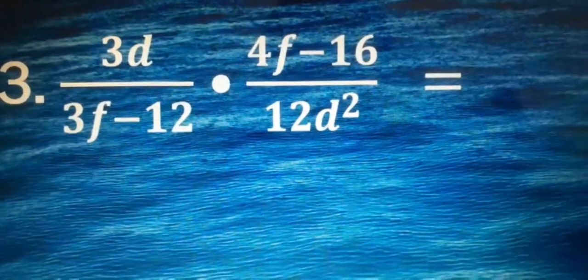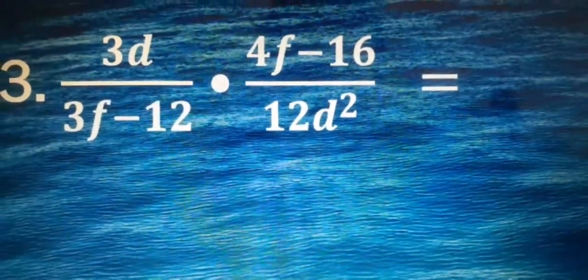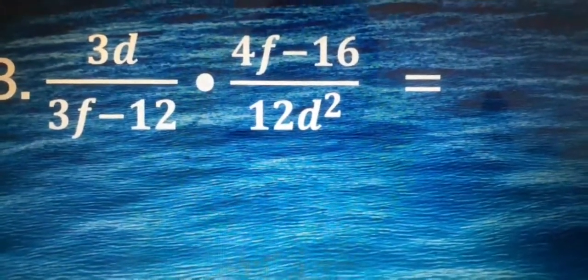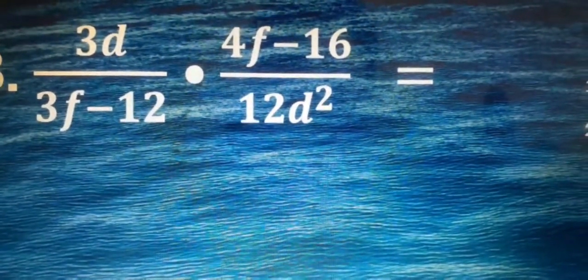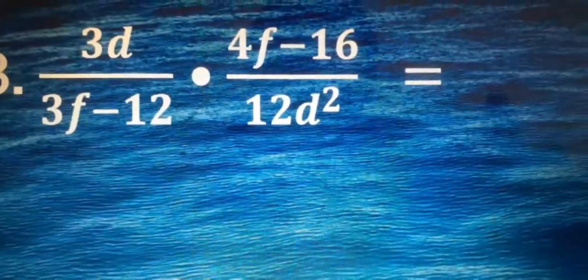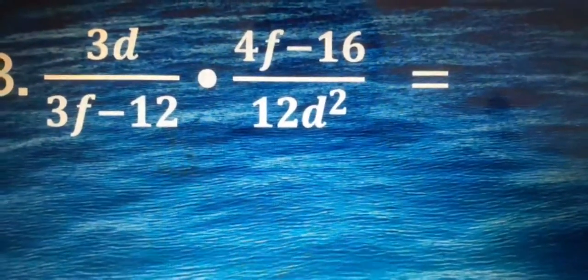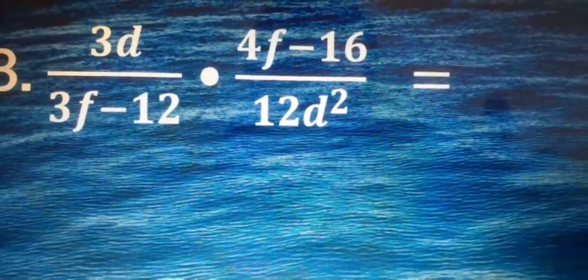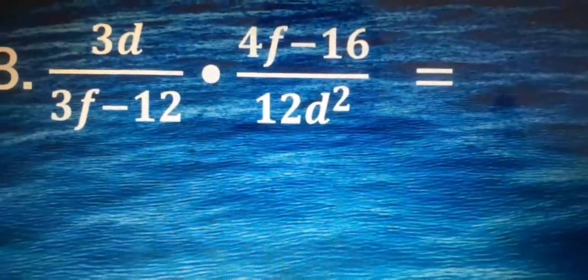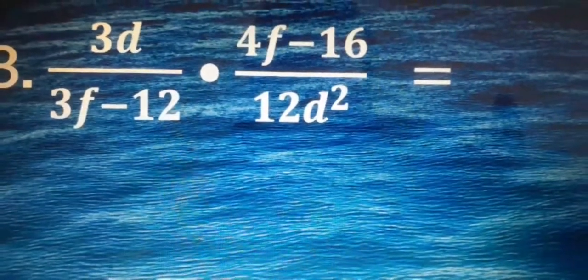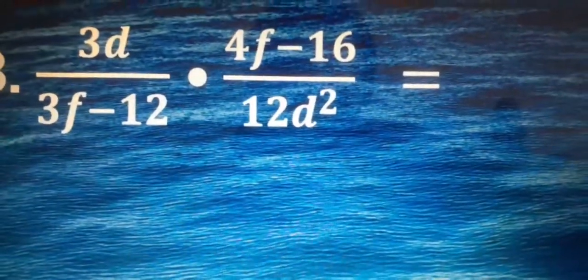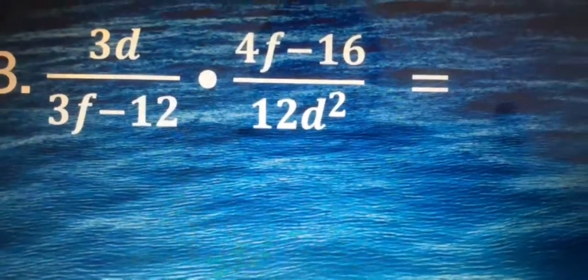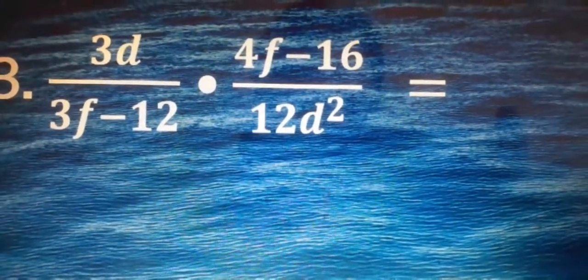Let's have example number 3. Our problem is we're going to find the product of 3d over 3f minus 12 multiplied by 4f minus 16 over 12d squared. Pag nakakita kayo ng ganitong klaseng problem, titingnan muna natin kung ang given expressions ay pwede po natin i-factor out yung numerator and denominator ng multiplier at saka multiplicand. In this case, yung denominator ng ating pong multiplicand, which is 3f minus 12, ay pwede po natin ma-factor. At the same time, pwede rin po natin ma-factor out yung 4f minus 16.